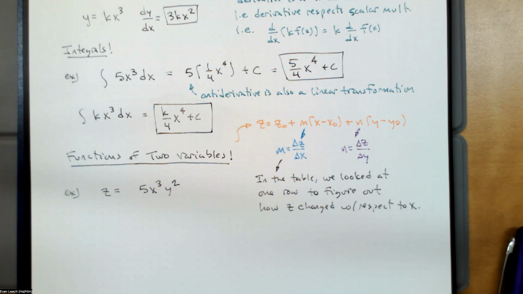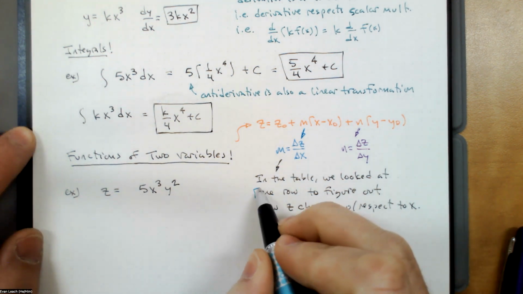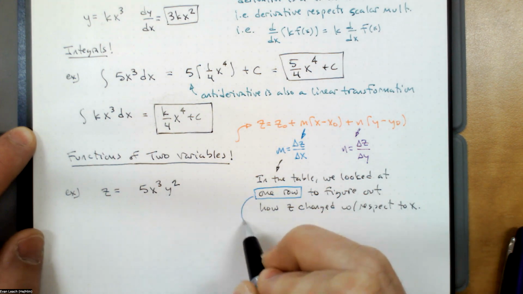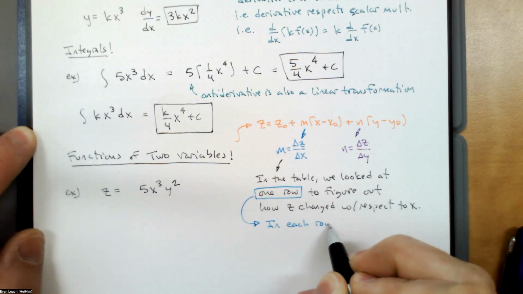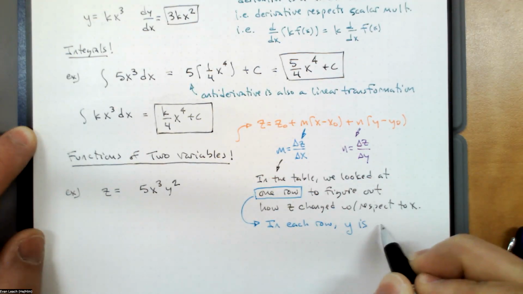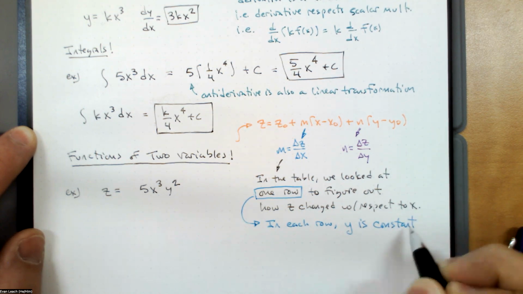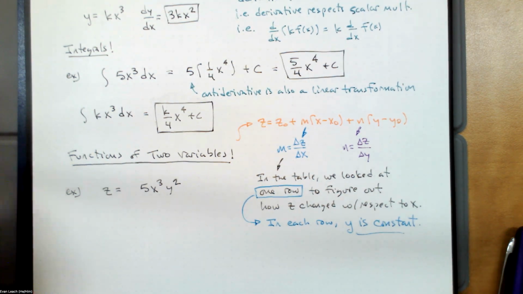Now you're all remembering. On that one line, we looked at z changes. Every time x increased by 3, z increased by 2. What we were doing when we were looking at one row, in that one row, the y value was always the same. In that one row, y was being held constant. In each of those rows, y was being held constant.